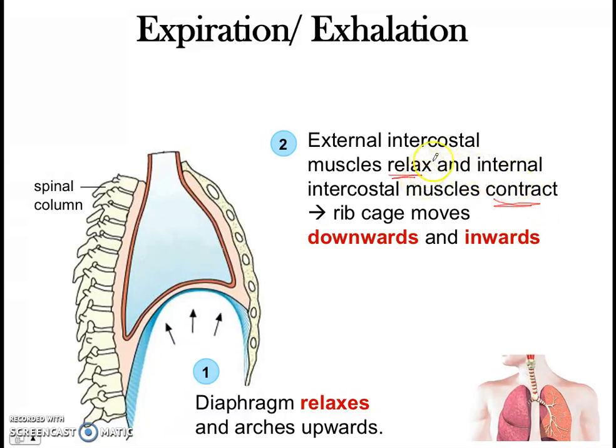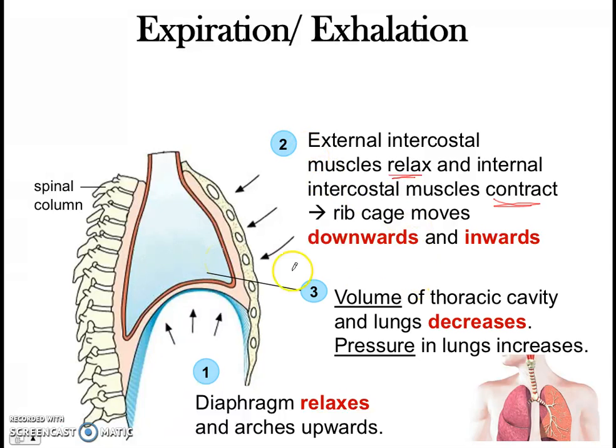Again, they're antagonistic. This relaxation of the external intercostal muscles and contraction of the internal intercostal muscles causes the rib cage to move downwards and inwards. So now it swings back downwards and inwards. Now together, the relaxing of the diaphragm and the movement of the rib cage downwards and inwards causes the volume of the thoracic cavity or chest cavity and the volume of the lungs to decrease.